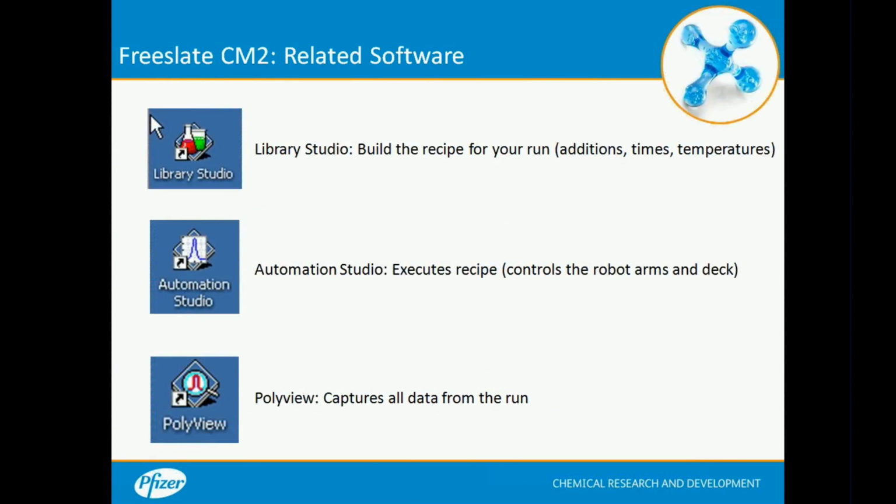Automation Studio is the second piece of software, and this is what executes that recipe. Automation Studio allows you to control the robot arms and the deck. This is what's actually setting the temperature and moving the vials around the deck. And then finally, PolyView, which captures all the data from the run.